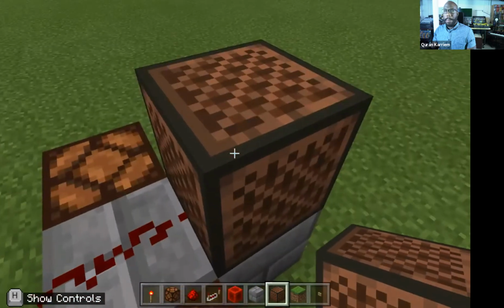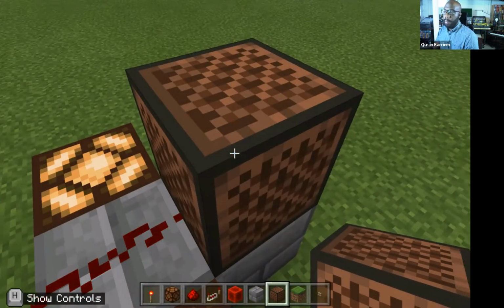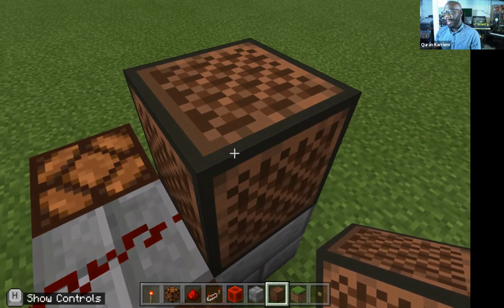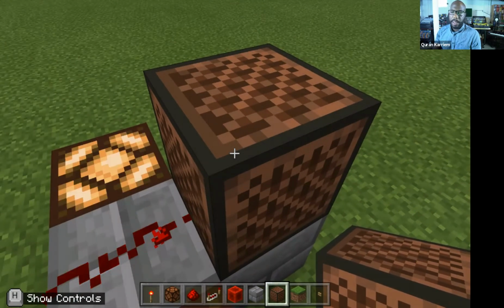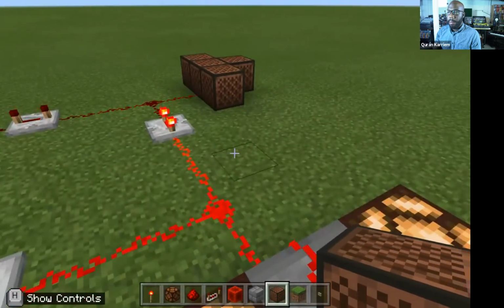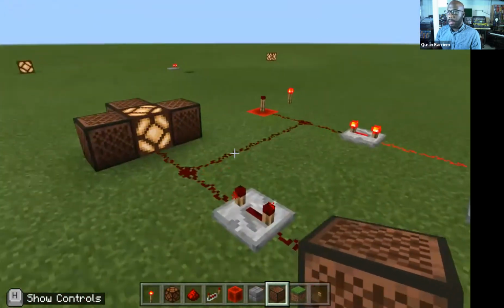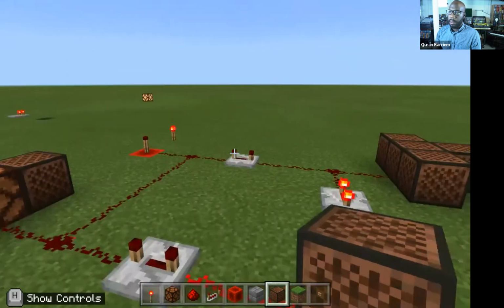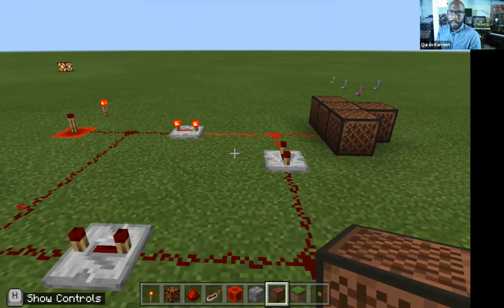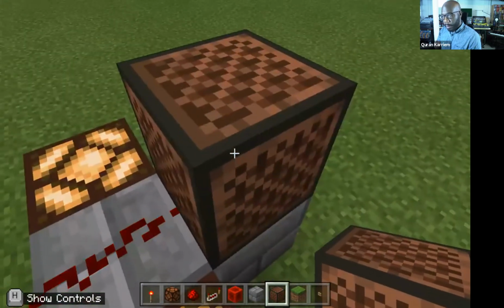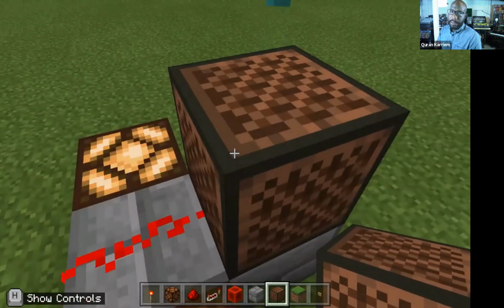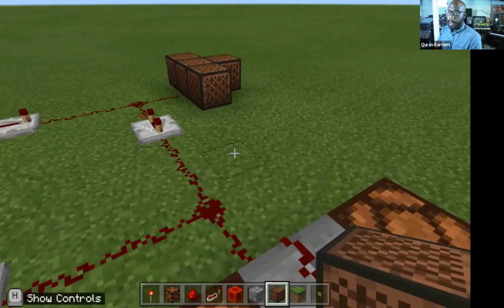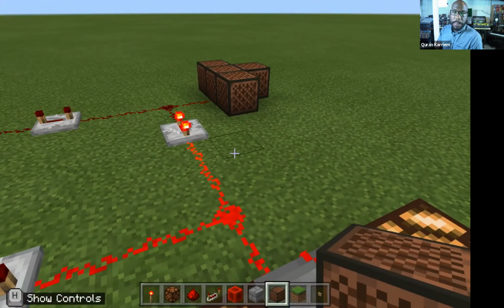Stone makes a bass drum sound. Sand makes a snare drum sound. Glass will make a sound that's kind of like a hi-hat, but I think that sound is also used in the game, so sometimes it sounds like just a switch being clicked too. But yeah, there's lots of different instruments, and I'll drop a link to those in the video description.